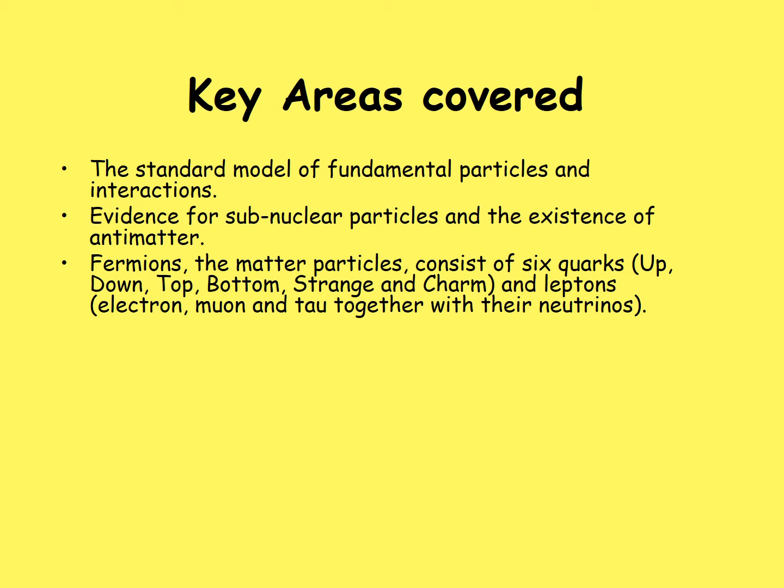Fermions, the matter particles, consist of 6 quarks: up, down, top, bottom, strange and charm, and leptons: electron, muon and tau, together with their neutrinos.